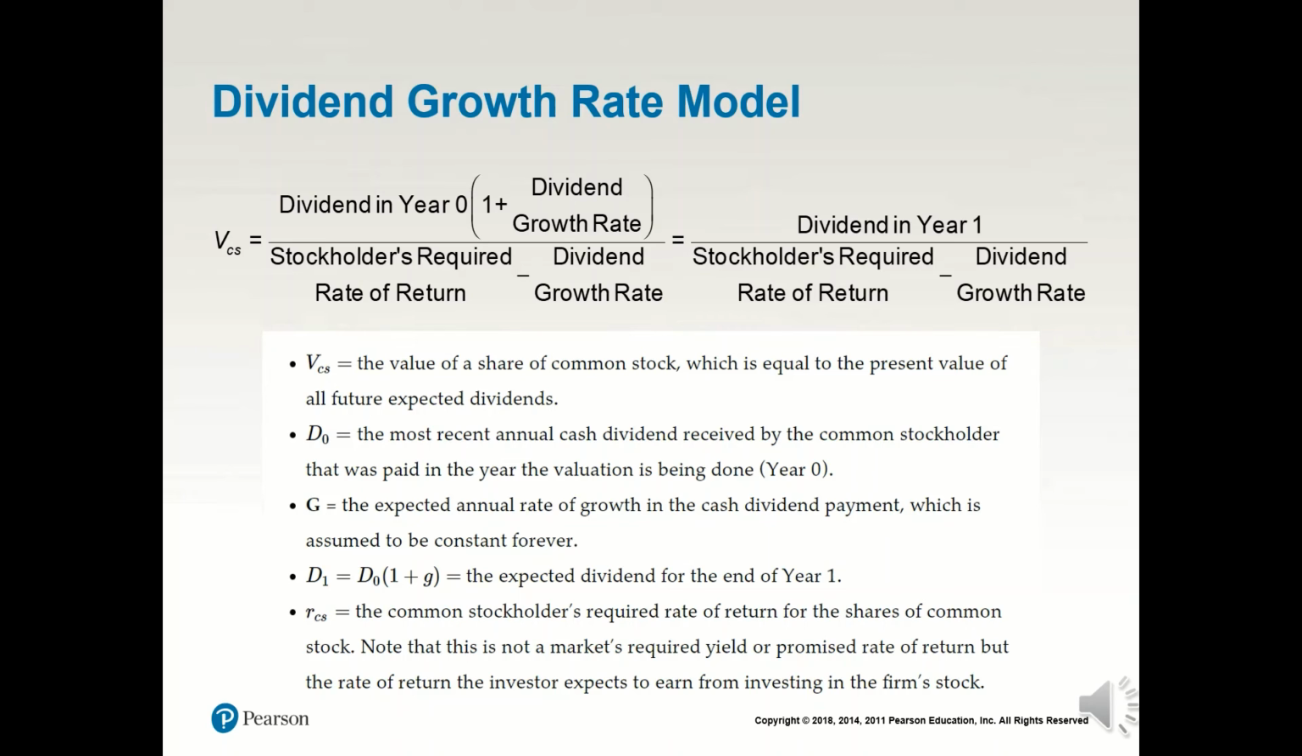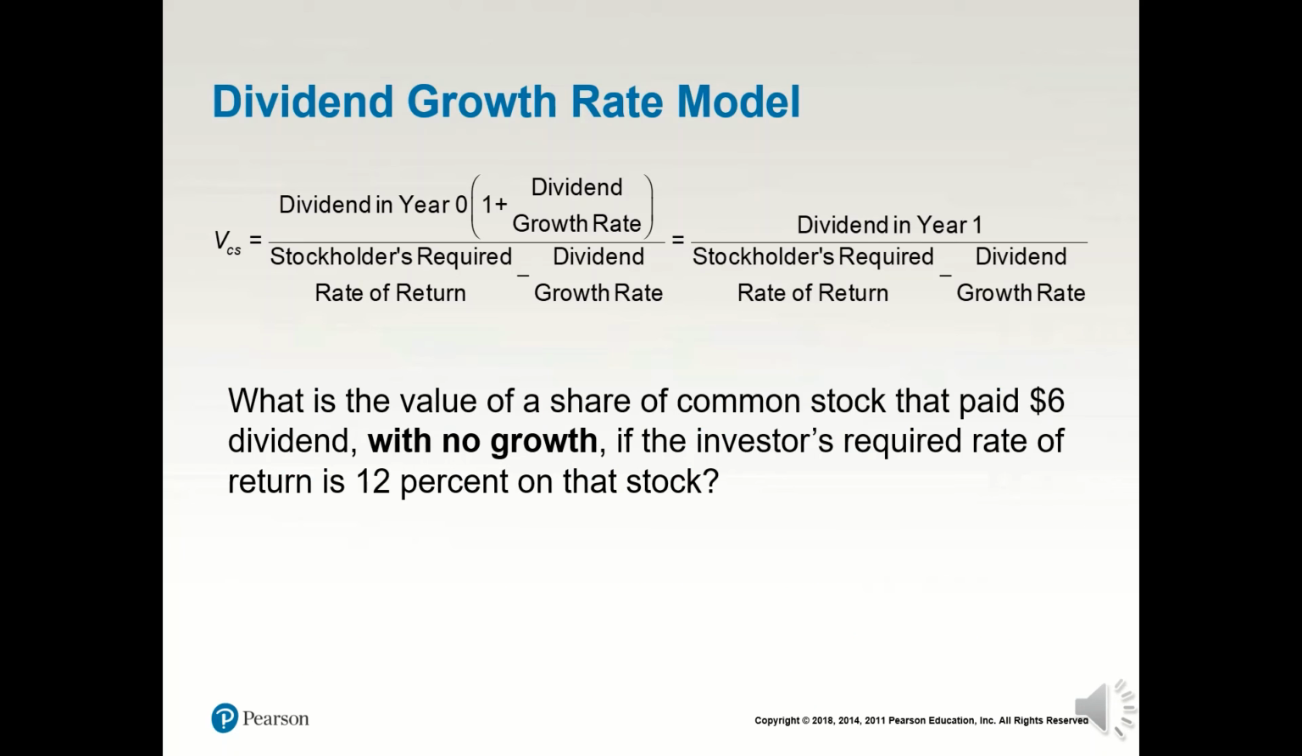The one element that we really don't have much control over is the stockholders' required rate of return. This is often driven by the market, and when market rates go up, the required rates of return for our stockholders also go up and they start requiring a higher return. With these 3 elements, you can see how the value of our common stock can be determined. Let's look at a couple of examples.